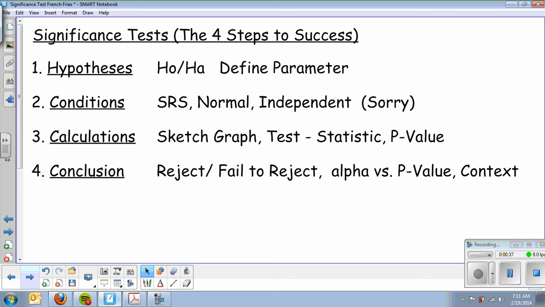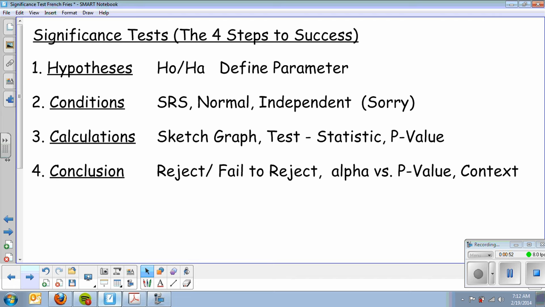The significance test, there are 4 steps to success. These are the 4 key points of a significance test that you will need to get full credit. The first thing are the hypotheses. That's H sub 0 and H sub A, the null and alternate hypotheses, and of course to define the parameter.